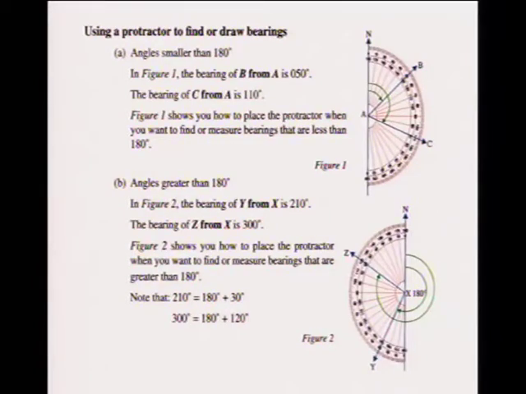If the angle is greater than 180 degrees, we know that from north to south is already 180 degrees. Then we can just carry on and add the number or the degrees that we need.